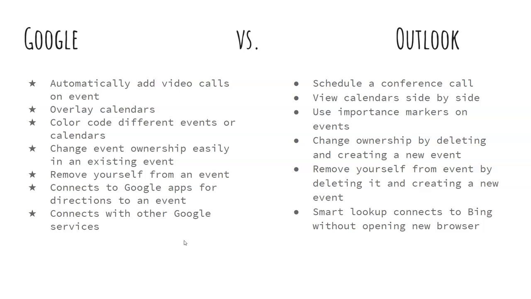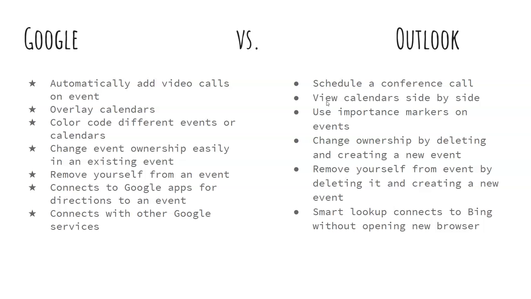So, some of those differences is with the Google Calendar, you can automatically add video calls onto an event through Google Meet. And with Outlook, you can schedule a conference call, but it's not as easy to do as it is through Google Calendar. Also in Google, you can overlay different calendars on top of each other so you can easily see multiple events that are happening maybe on the same day, whereas in Outlook, you have to just view calendars side by side.